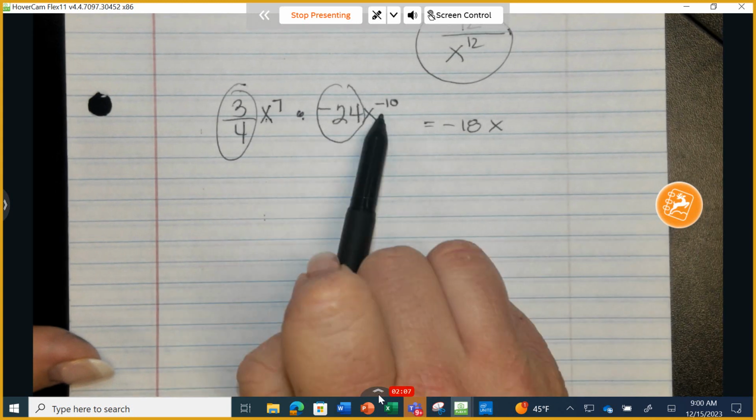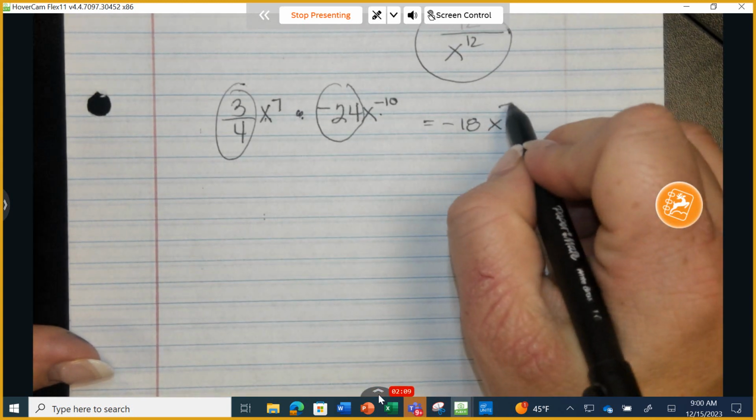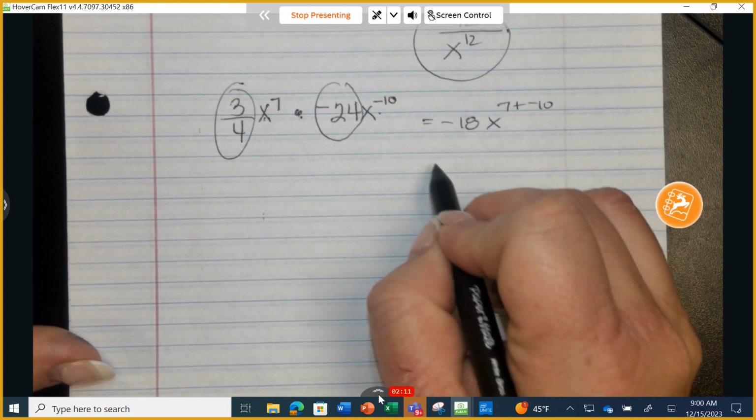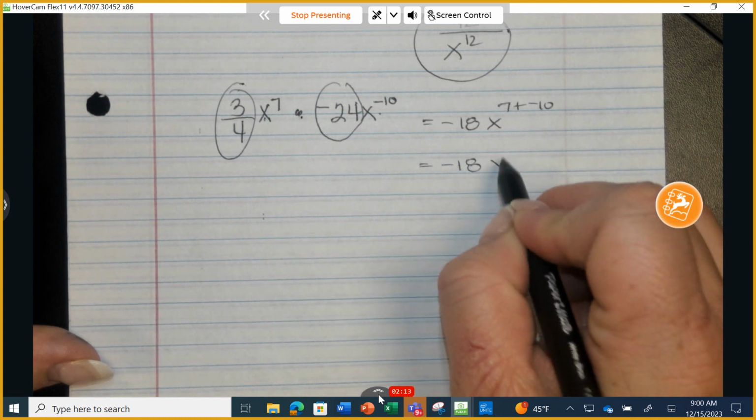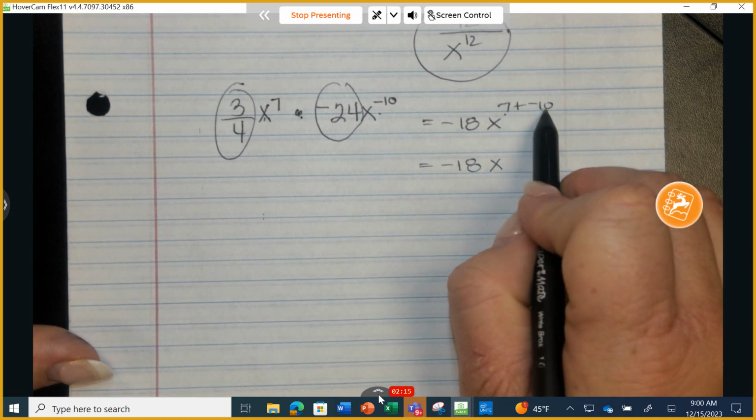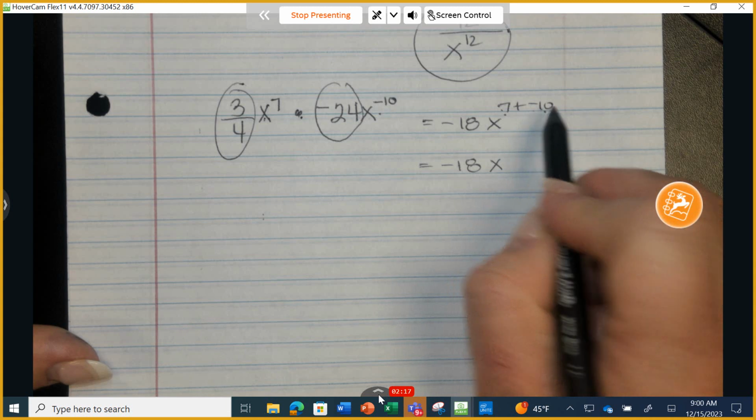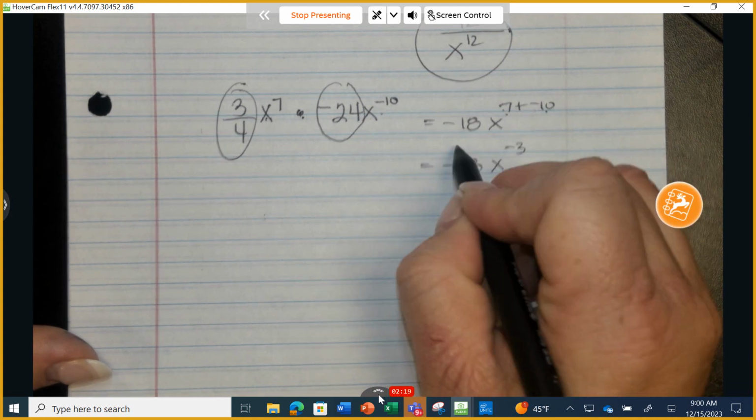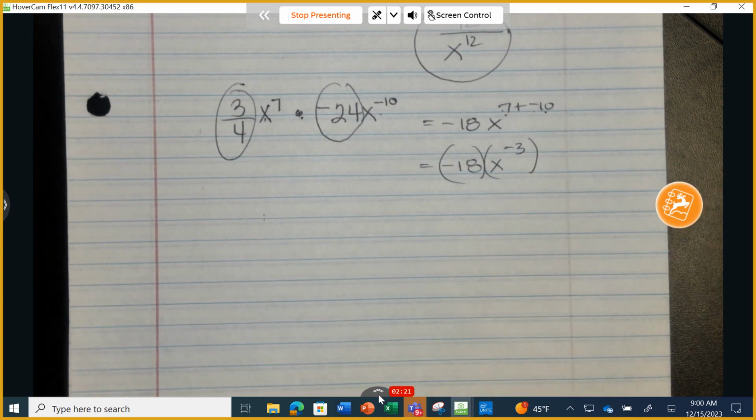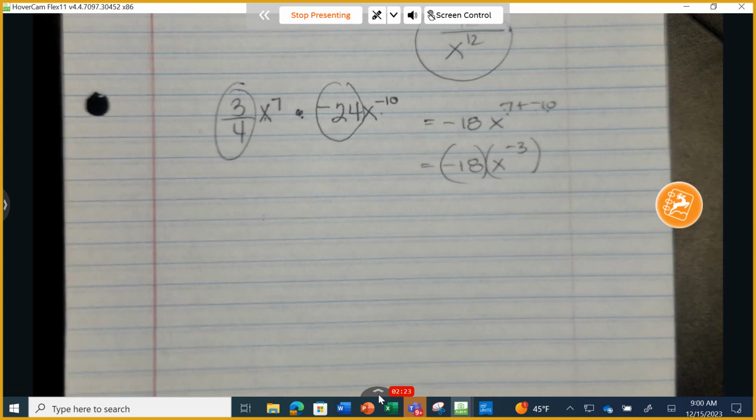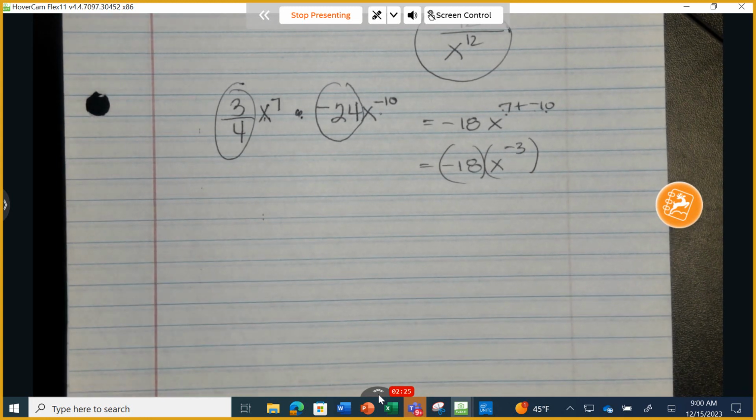When you have the same base and you're multiplying, you're going to add the exponents. So negative 18 times x to the, and you're welcome to use a calculator, but 7 plus negative 10 is negative 3. I have two separate terms here. There's a negative 18 and there's an x to the negative 3.